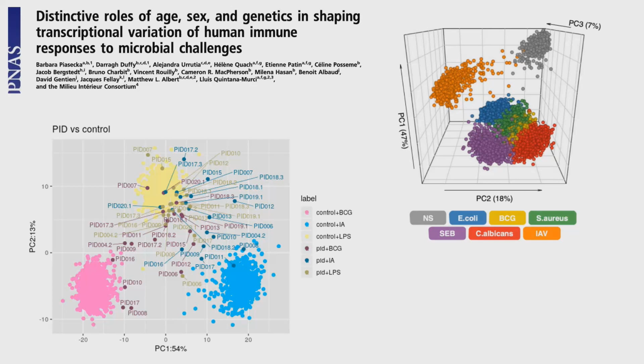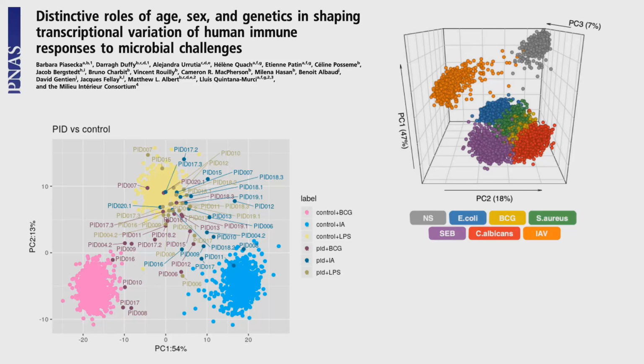What I'm showing you here, in bright colors, pink, blue, and yellow, are the control subjects, which are the same individuals from the Milieu Intérieur cohort, and it's the same data. And then overlaid on top of that healthy control data are PID patients, different kinds of patients with different mutations and different defects.